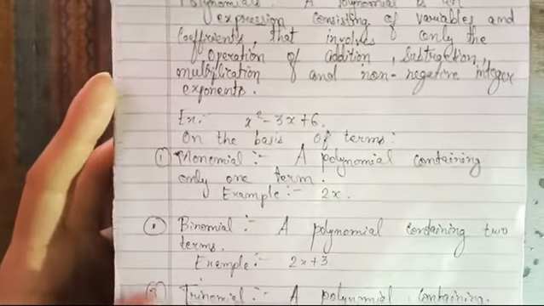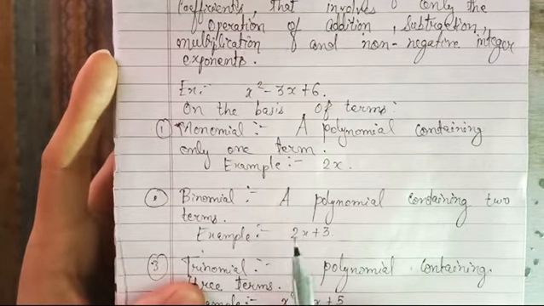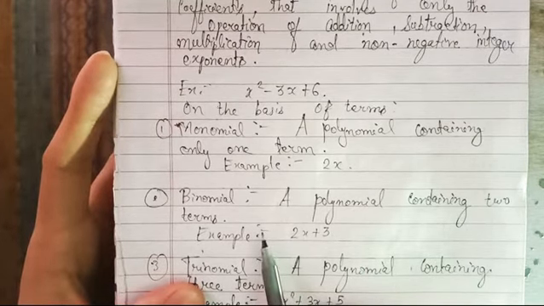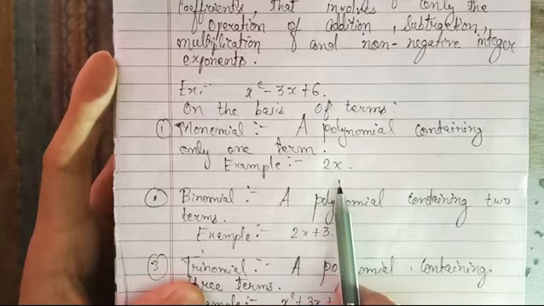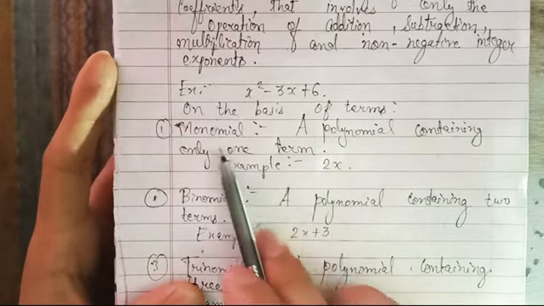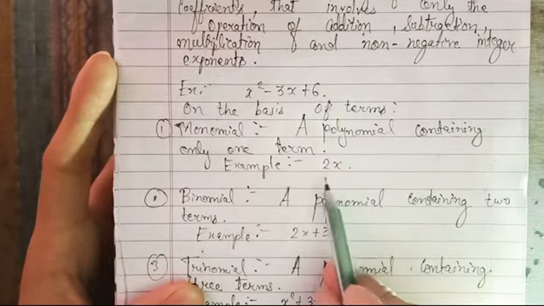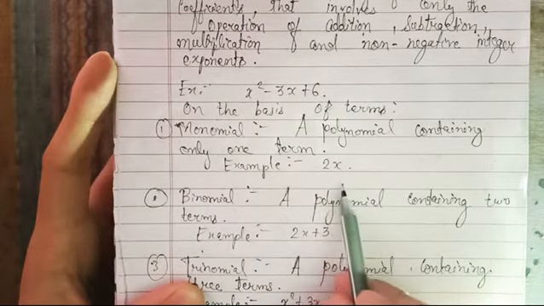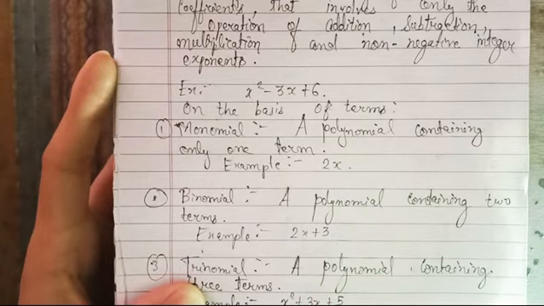Now polynomials are divided on the basis of terms. For example, a polynomial having only one term is called a monomial. For example, 2x. There is a variable x, there is a coefficient 2. It is a combination, that means it is a polynomial having only one term. So if the number of terms is 1, it is called a monomial.